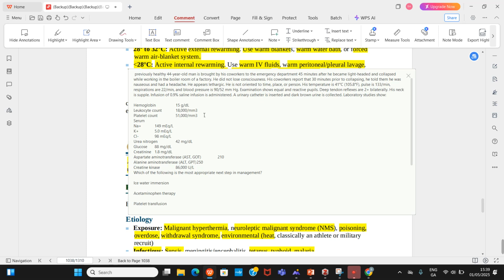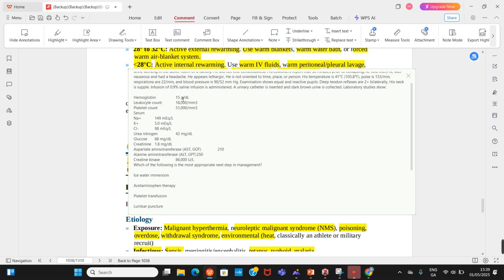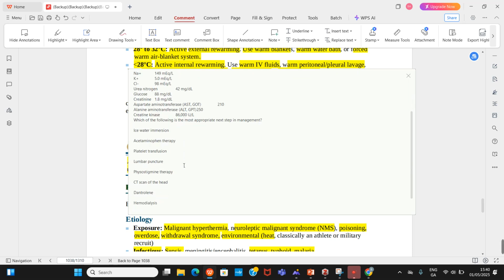Labs are as follows: hemoglobin of 15, leukocytes of 18,000, platelets of 51,000, sodium 149, potassium 5.0, chloride 98, urea 42, glucose 88, creatinine 1.8, aspartate 210, alanine 250, creatinine kinase is 86K. Which of the following is the most appropriate next step in the management?